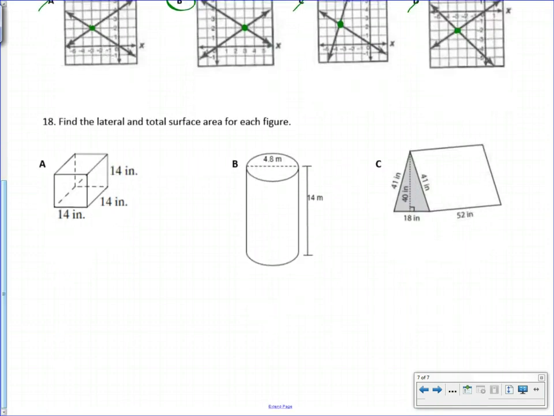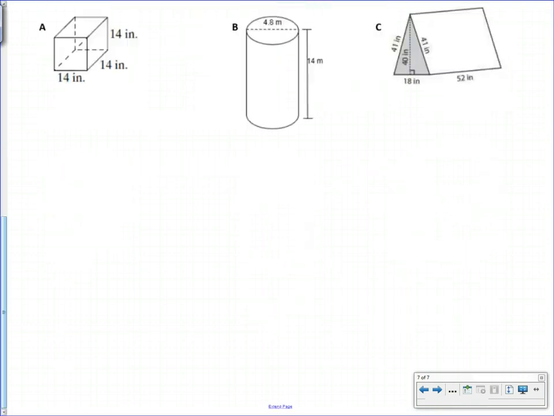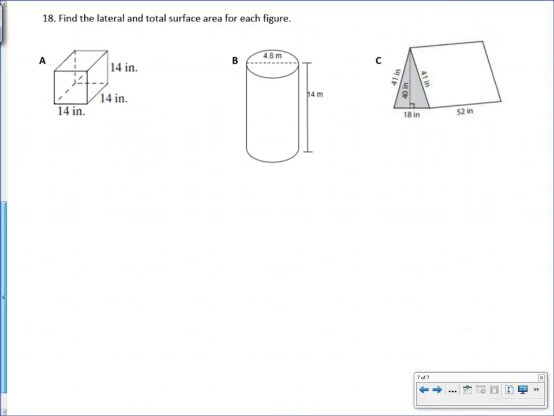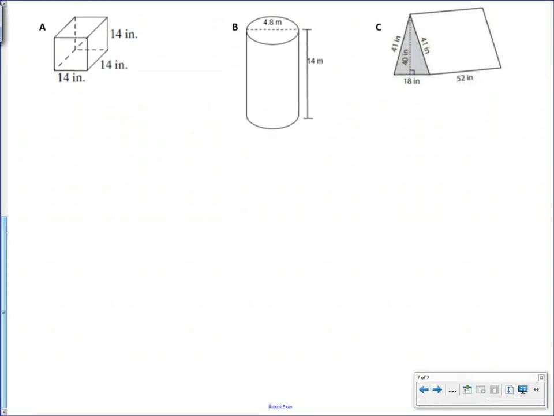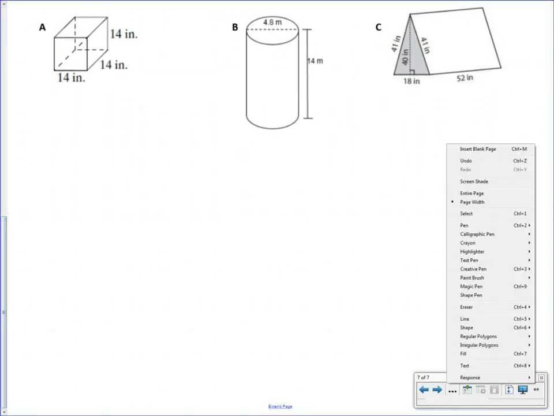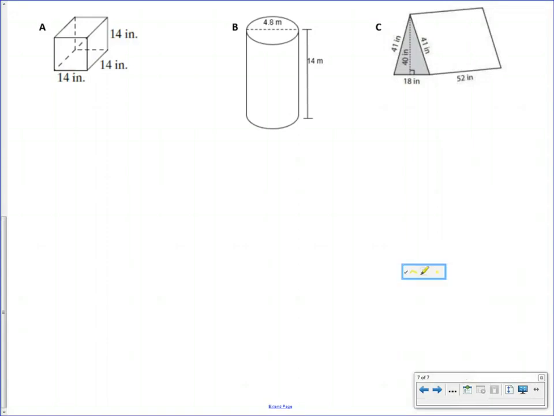18. Find the lateral and total surface area of each figure. So we're going to start with letter A. Start by highlighting the base. This is a cube or rectangular prism. Once you know what the base is, you need to find the perimeter of that base.